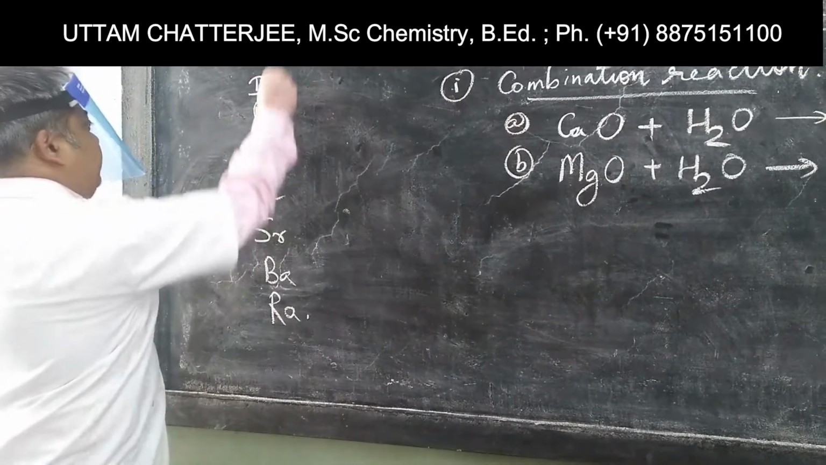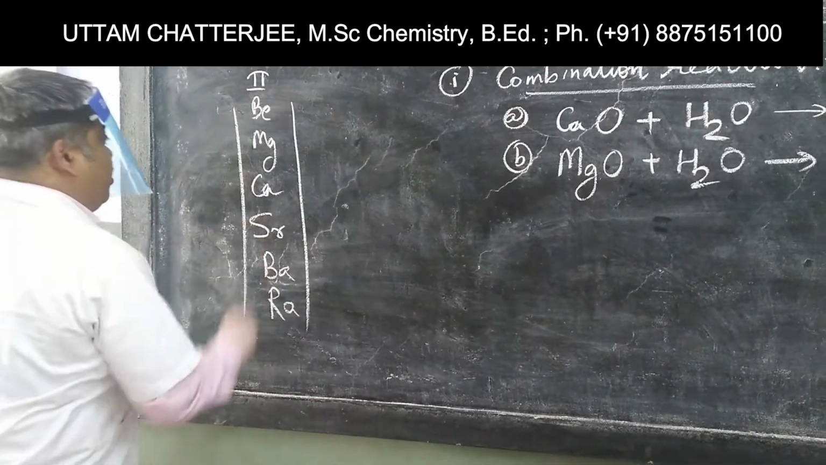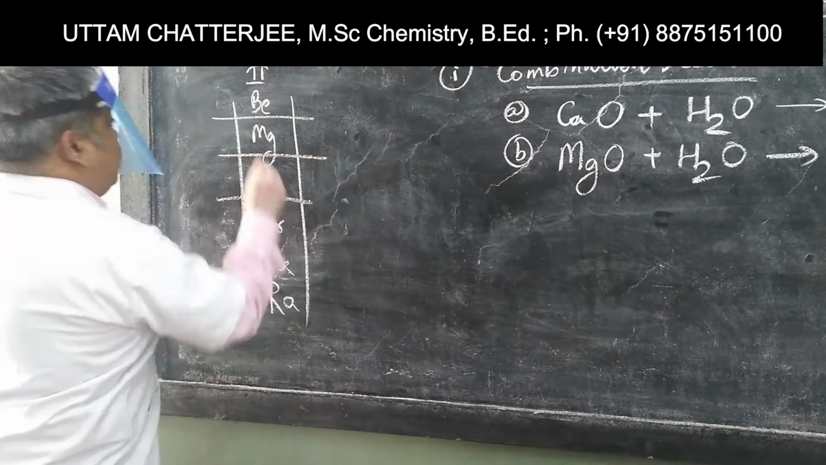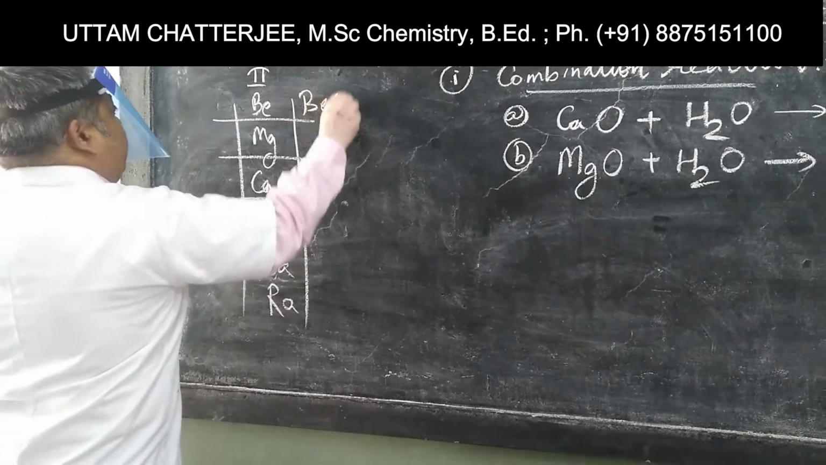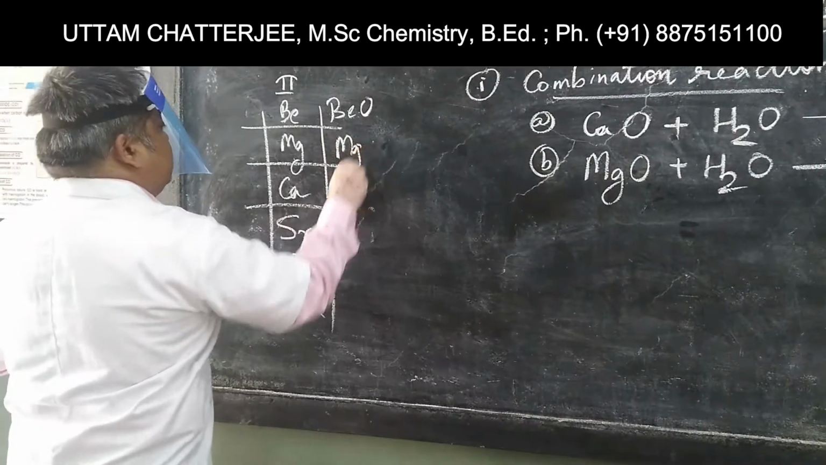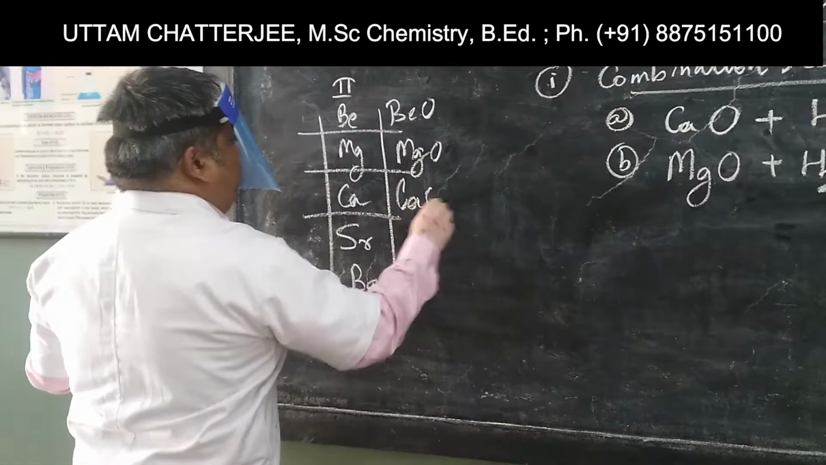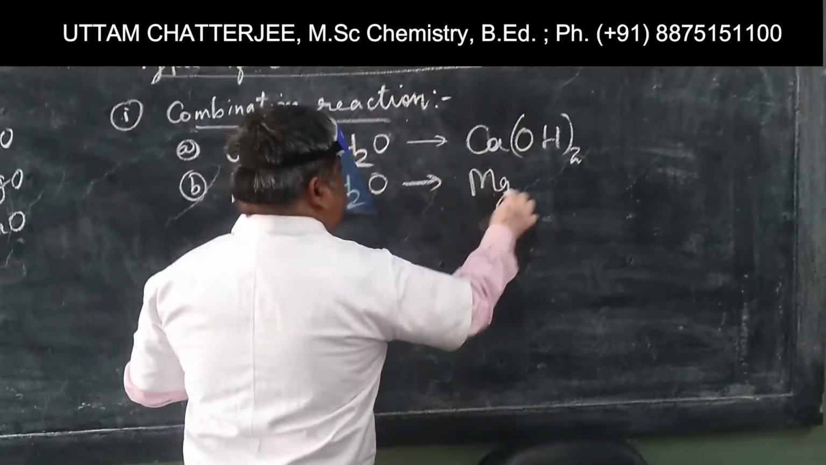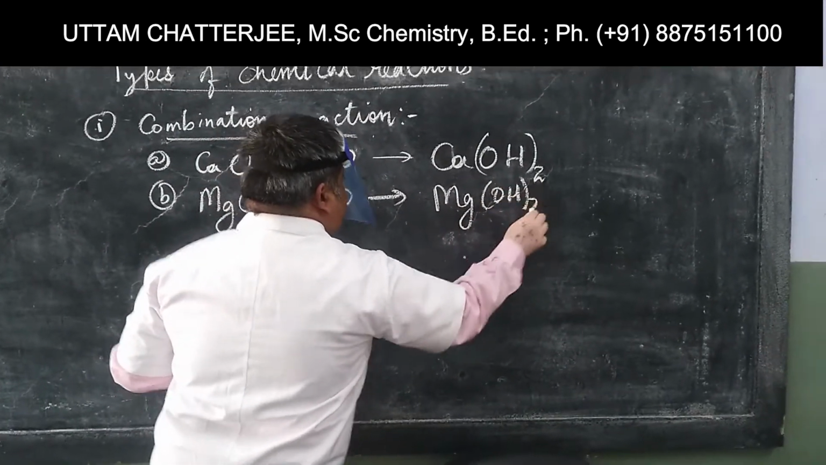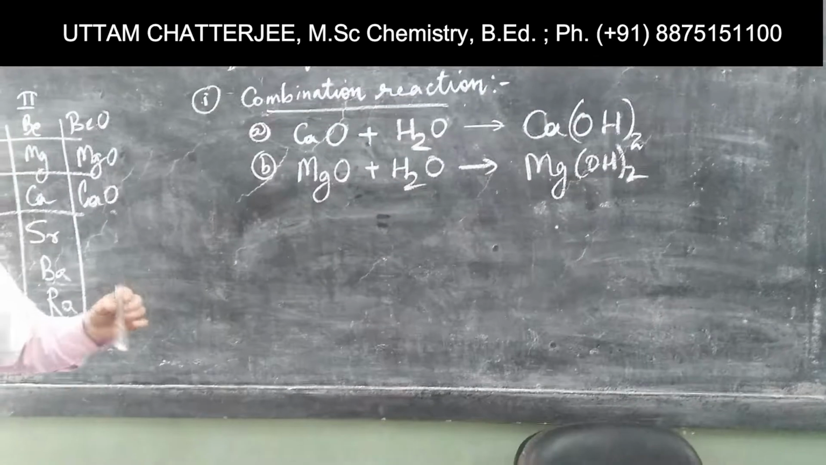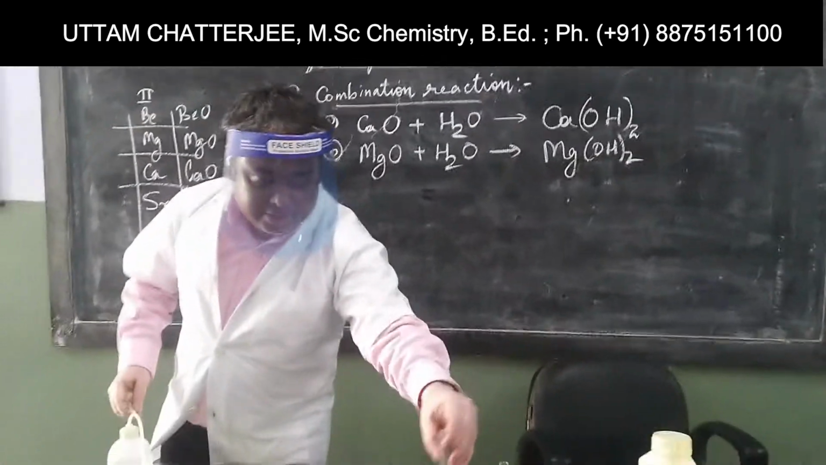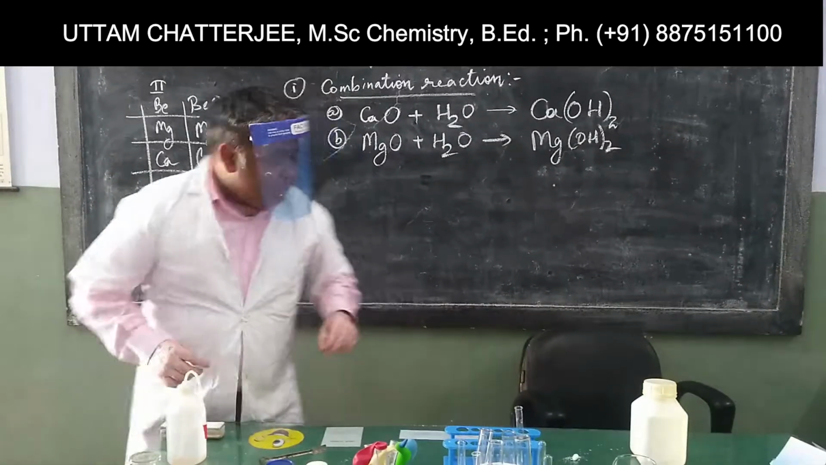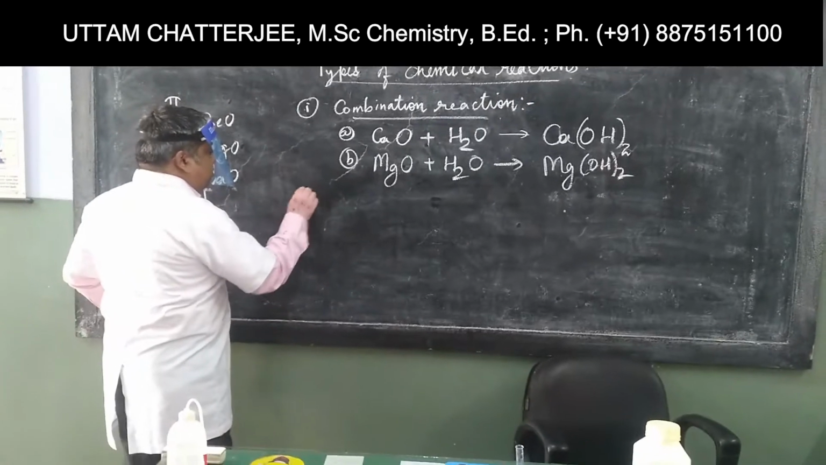So this property can be seen for any of these salts. BeO will be formed in presence of oxygen, MgO will be formed in presence of oxygen, CaO will be formed. So this will show an addition reaction. So we can simply write Mg(OH)2. So easy. Next type of chemical reaction is decomposition reaction.